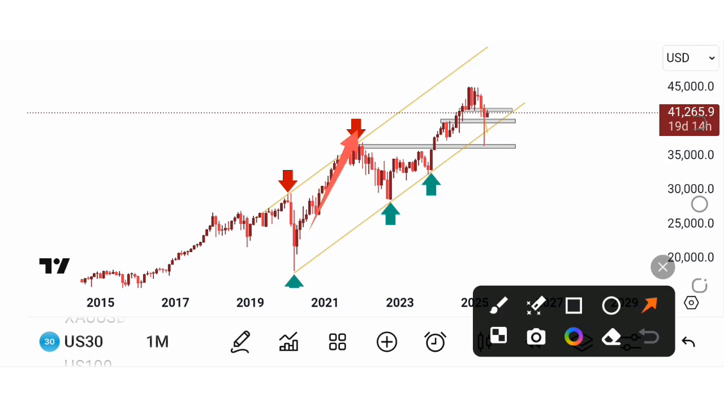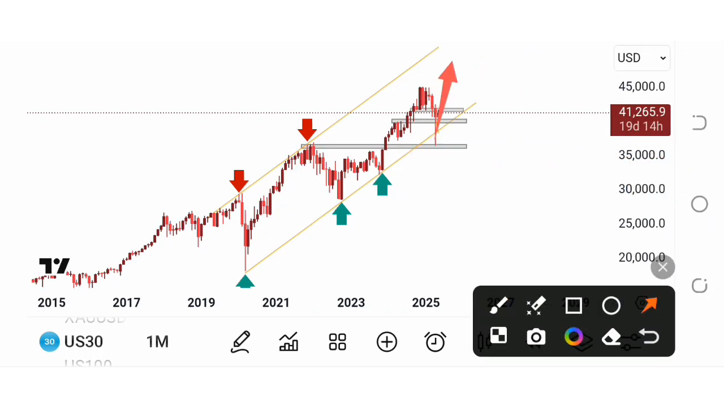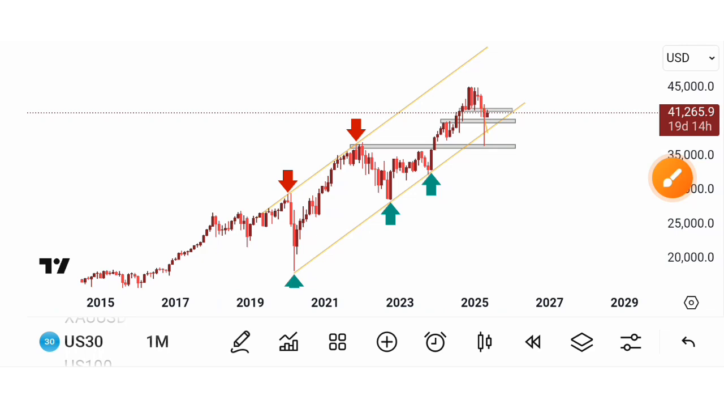So as you can see, this was an impulse, and then this was a correction, then this was an impulse, right, and then this was a correction. So now the market is preparing to give us yet another beautiful impulse to the upside. So because of this move, I do expect the market to continue going up, at least to create new higher highs, and hopefully just keep on going in that direction.